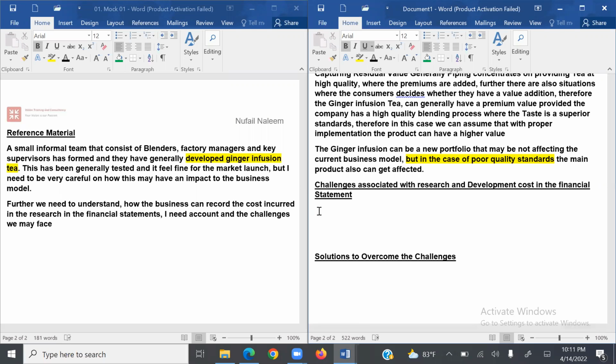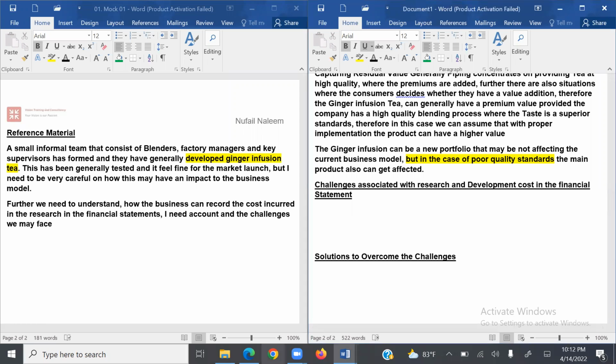So can I ask a question from Malik? Malik, what do you think the challenges that are associated here? What is your point of view? What are you thinking? The challenges associated, Malik, if you don't mind. Product could be a success or could be a failure. Then how the cost needs to be captured. Okay.